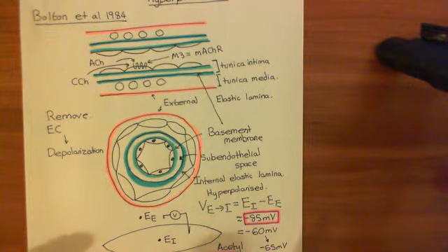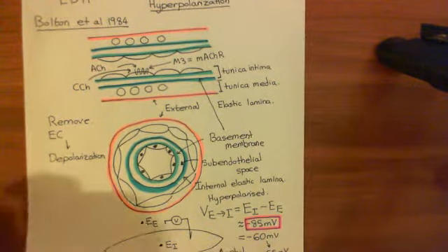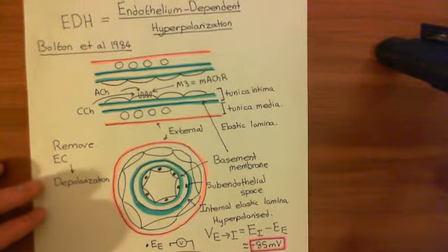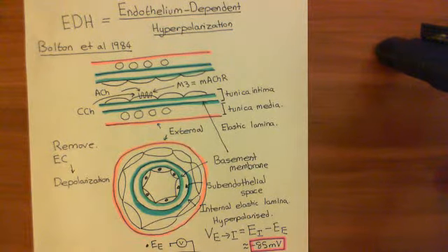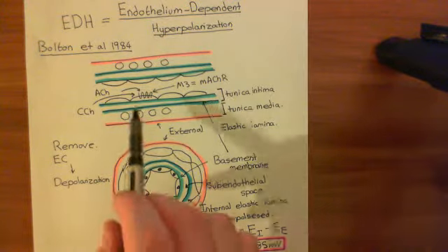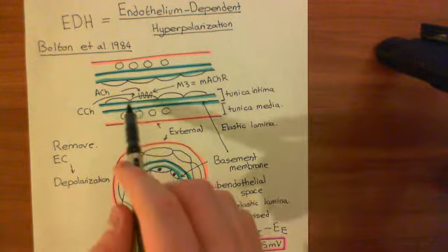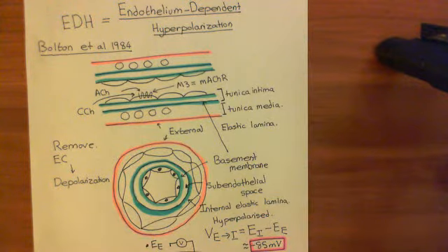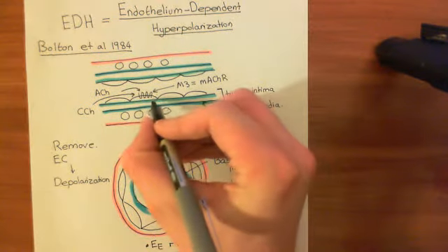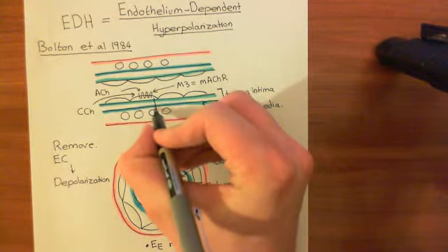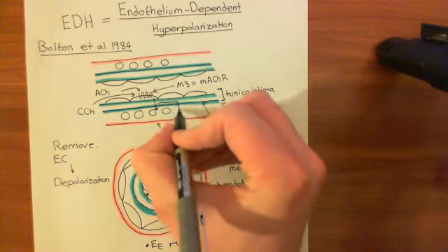Okay, so let's look at another experiment that was done. So initially, what they thought was, well, maybe this is nitric oxide again, because what we know so far is that when we stimulate these M3 receptors, either with acetylcholine or carbachol, then it's going to cause these endothelial cells to start producing nitric oxide. We know this very, very well. We've spent many videos talking about nitric oxide.